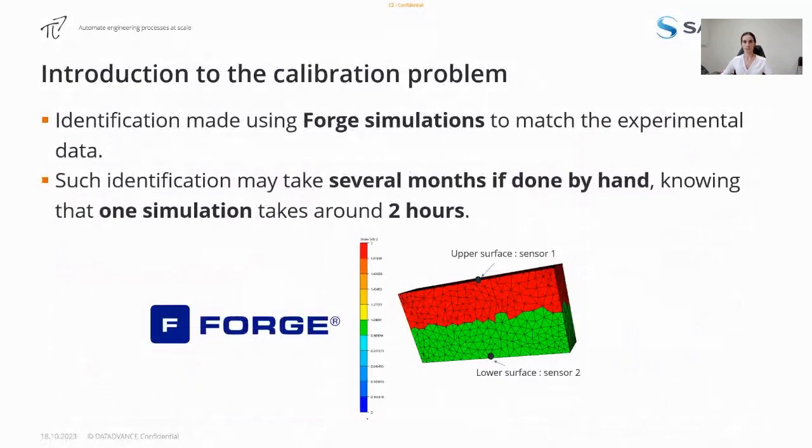To identify those heat exchange coefficients, we are relying on Forge simulations to match with the experimental data. And something important is that this kind of identification process can take several months if it's done by hand. Why so? Because the engineer has to match the temperature graph at each timestamp, so at several steps of the process, you have to ensure good calibration. And one simulation with Forge takes around 2 hours. So imagine that you have to repeat this process to ensure a good calibration, which takes 2 hours for each simulation, and then do that for each of the timestamps. You can imagine that it's a very long process.